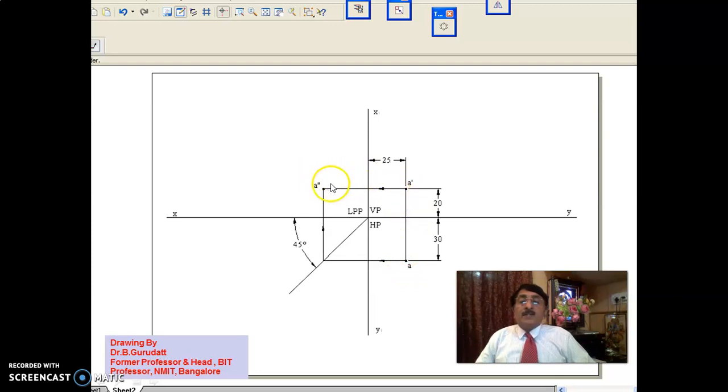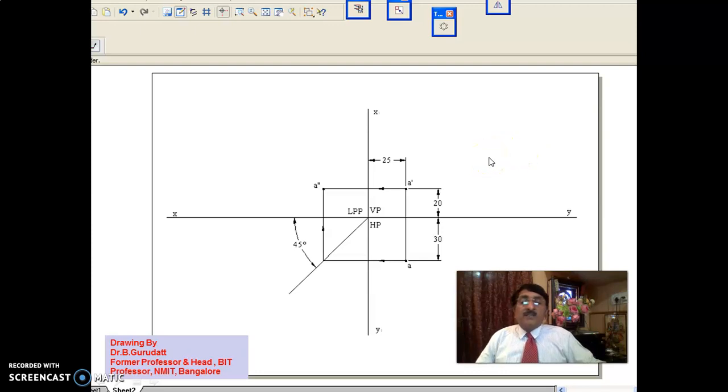Then for A double dash, as I said, you take a projector here. Whatever is the distance in front of VP should be actually this. In order to transfer this distance 30, we will have a mechanism here. You draw a 45-degree line. Automatically it becomes a square here. If this is 30, this will be 30. Since it is an imaginary square with a 45-degree line, this will also be 30. In that way, this problem gets over.